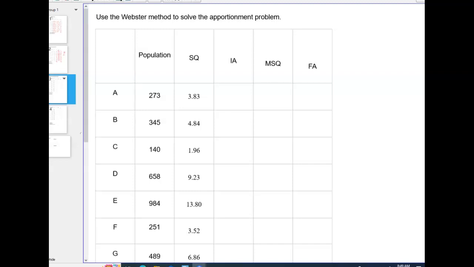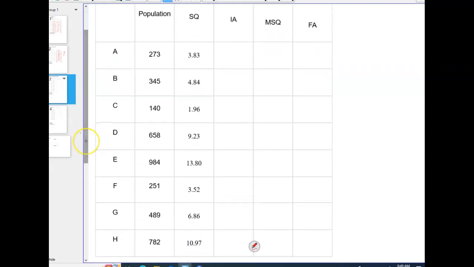So on these, we are going to round normally, which means 0.495 rounds up to 0.50. For your standard quota, 0.5 and up rounds up. So this becomes 4, this becomes 5, this becomes 2, this stays at 9, this becomes 14, this becomes 4, this becomes 7, and this becomes 11.